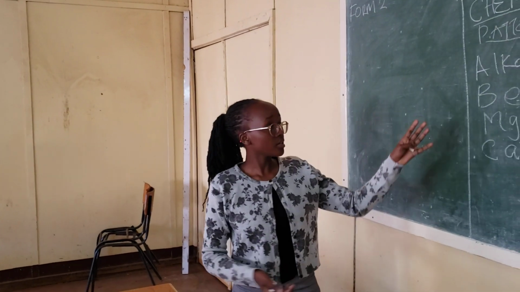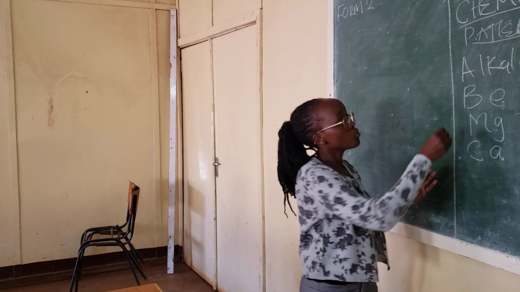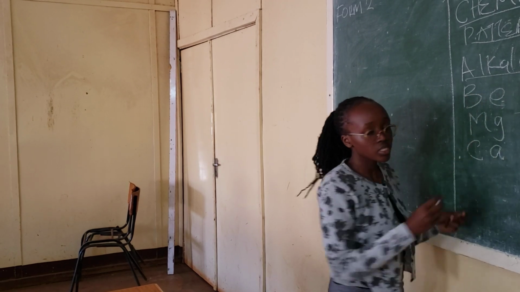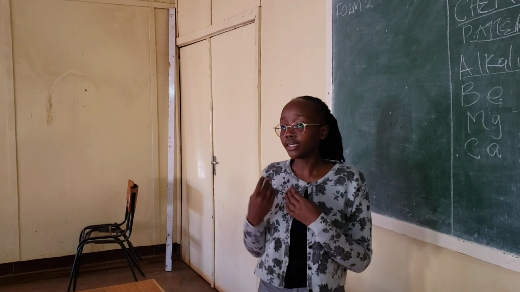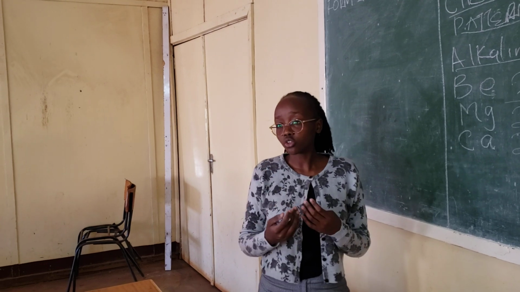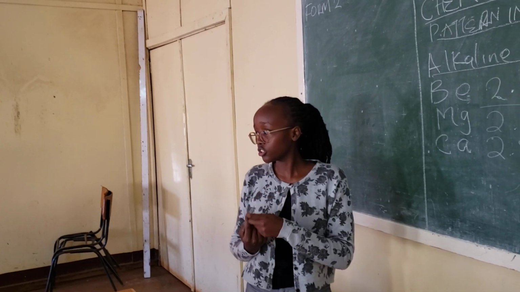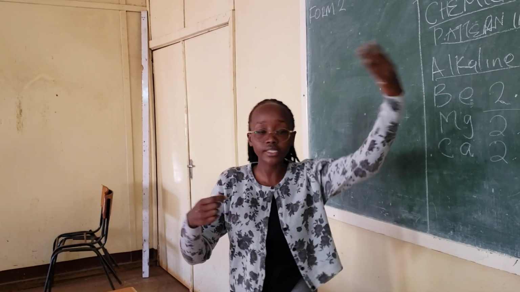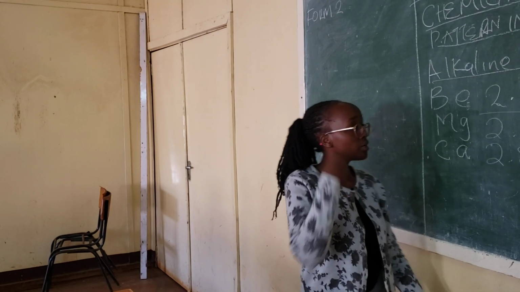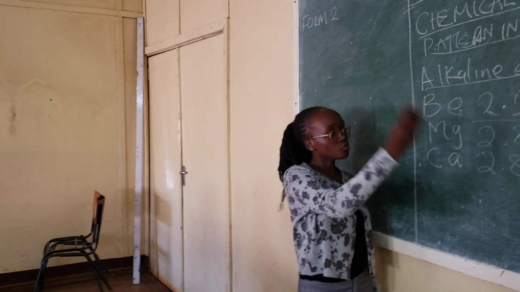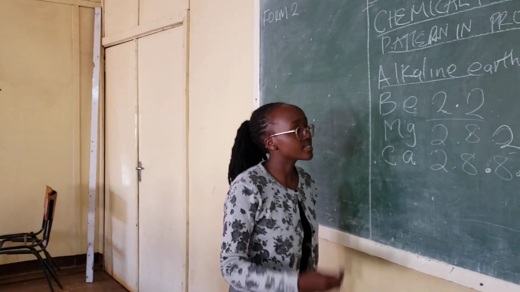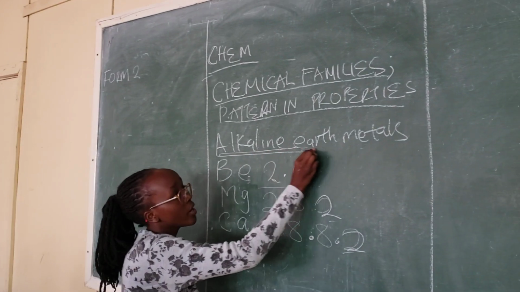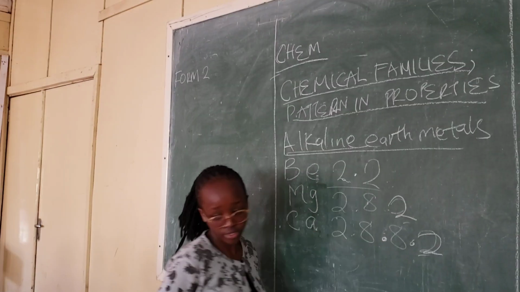Another thing I would want to explain to you is the reason why we call them alkaline earth metals: they form an alkaline solution when they react with water. When you react magnesium plus water, we'll see in our next class; we'll react them with water and you'll see whether it's acid or basic. But that's basically why we call them alkaline earth metals.